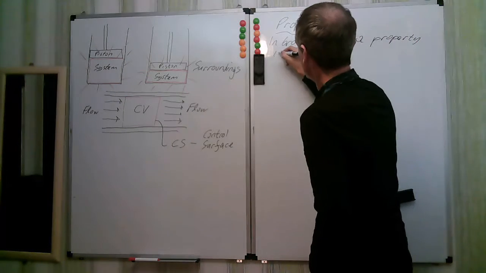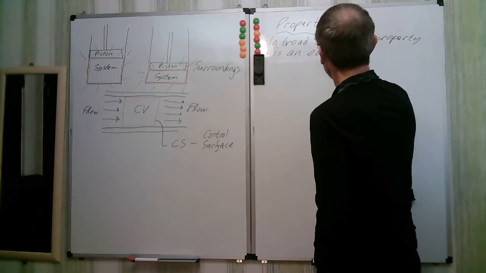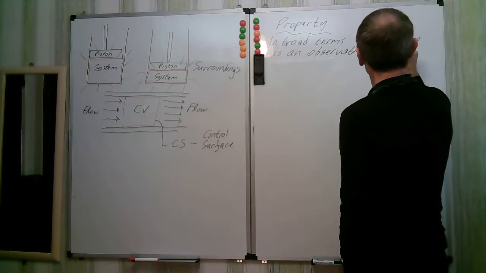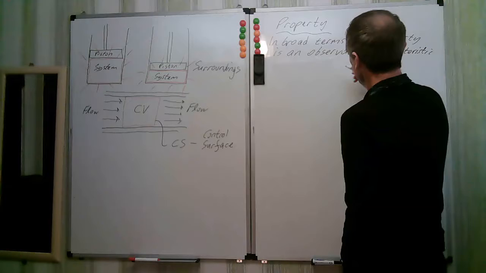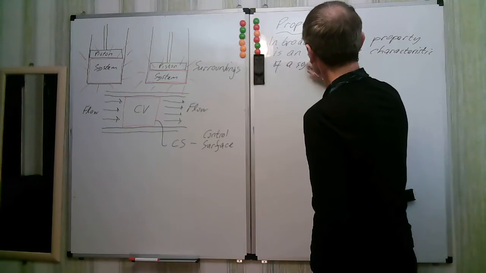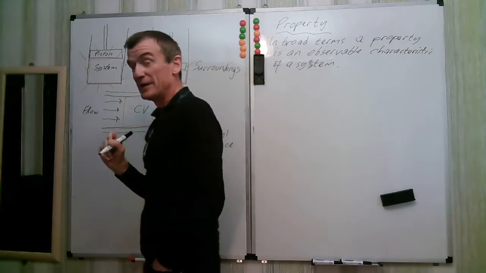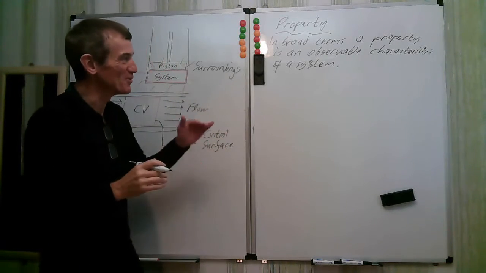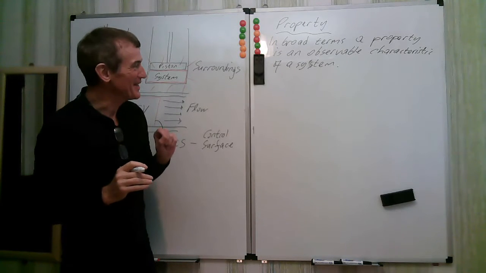a property is an observable characteristic of a system. This is not a precise definition, it's just a working definition at the moment. I'm going to change it, but it'll do for the time being.